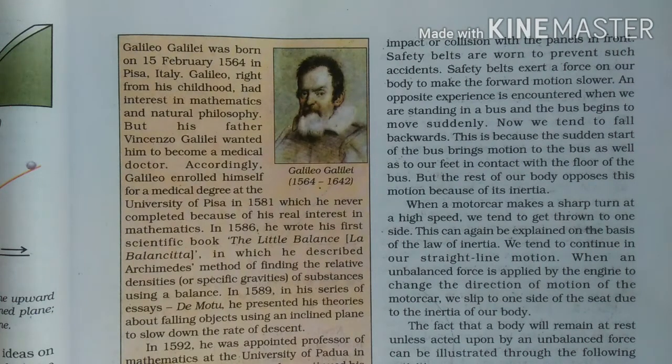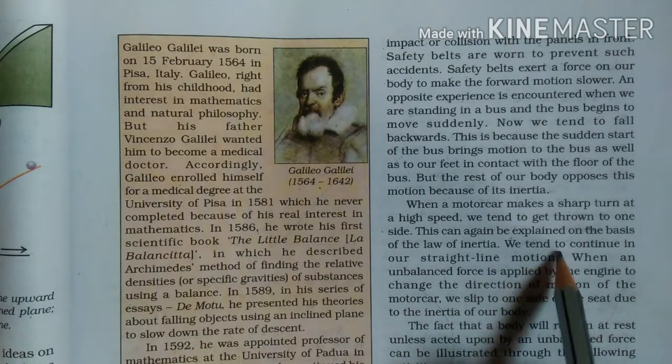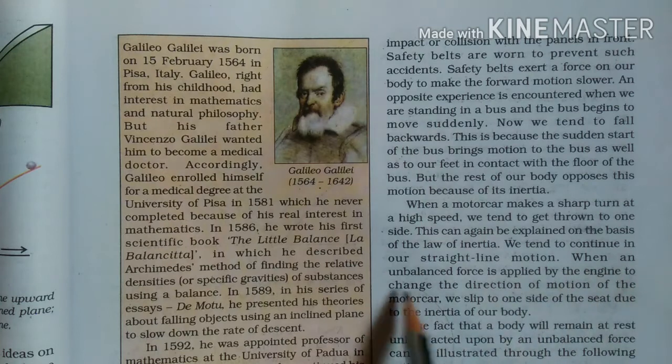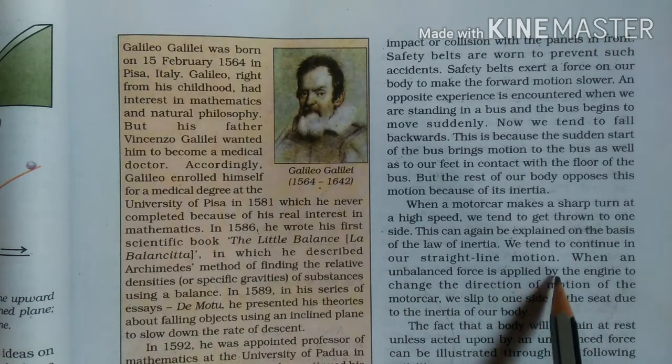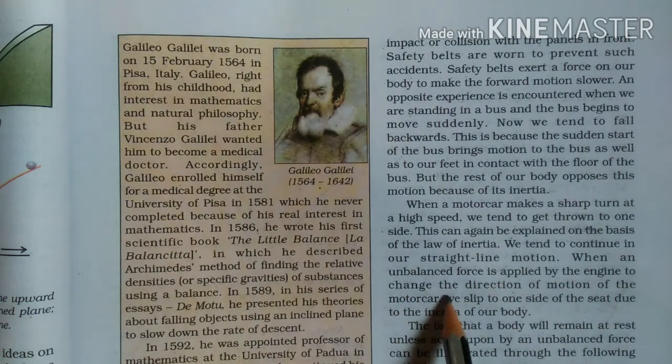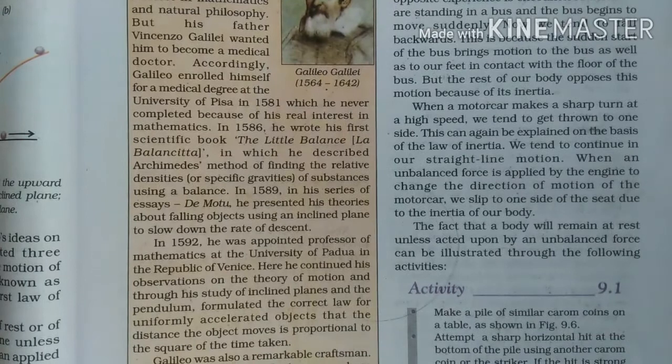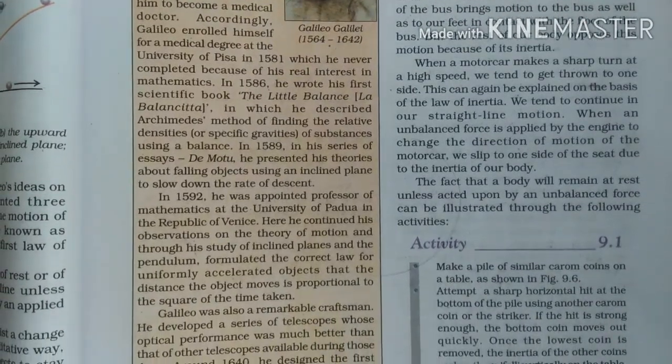We tend to continue in our straight line motion when an unbalanced force is applied by the engine to change the direction of motion of the motor car. We slip to one side of the seat due to the inertia of our body. This is not experienced in a car only, but we can experience this situation in a bus also.